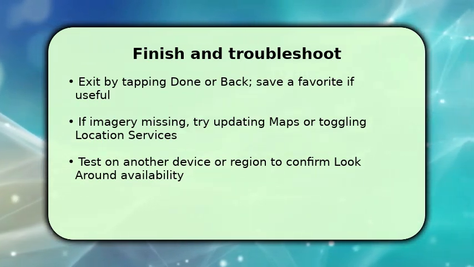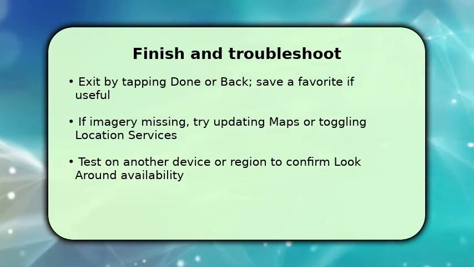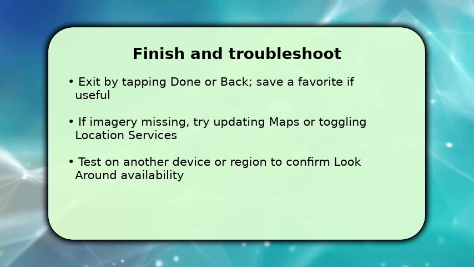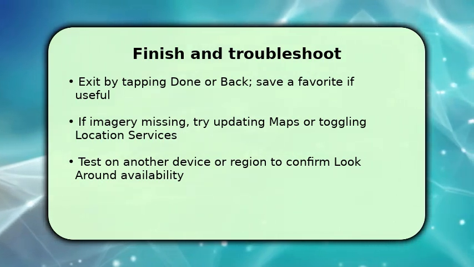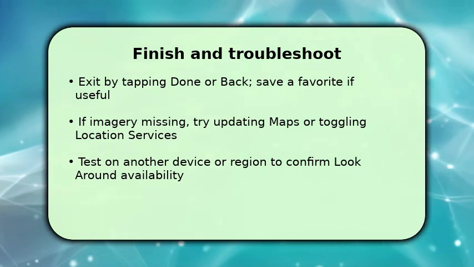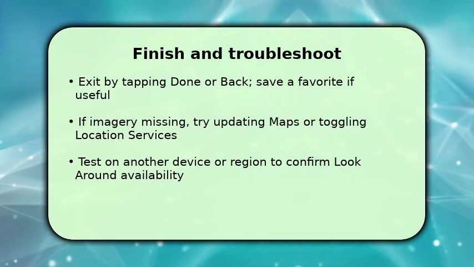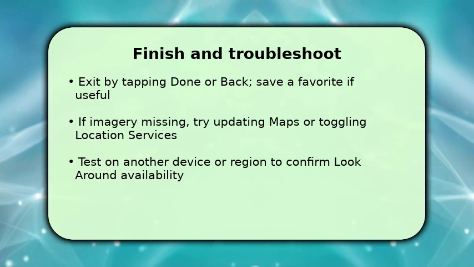If you don't see look around, make sure Maps is updated, clear caches by restarting the app, and toggle location services. Sometimes imagery isn't available for every street. In that case, test a major nearby intersection or try another device. If problems persist, reboot the device and check iOS updates. Most availability issues resolve after updating and restarting the app.